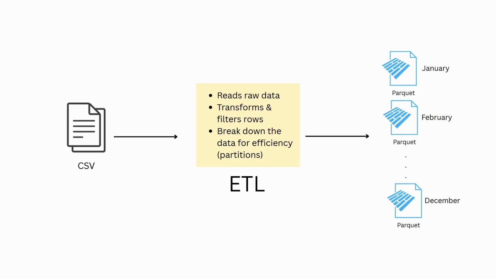So to summarize the objective of this project, the ETL job is going to take some sample sales data in the form of a CSV file. It's going to read the raw data, transform and filter rows, and convert it to Parquet. It's going to break down the data for efficiency, meaning it's going to use partitions.